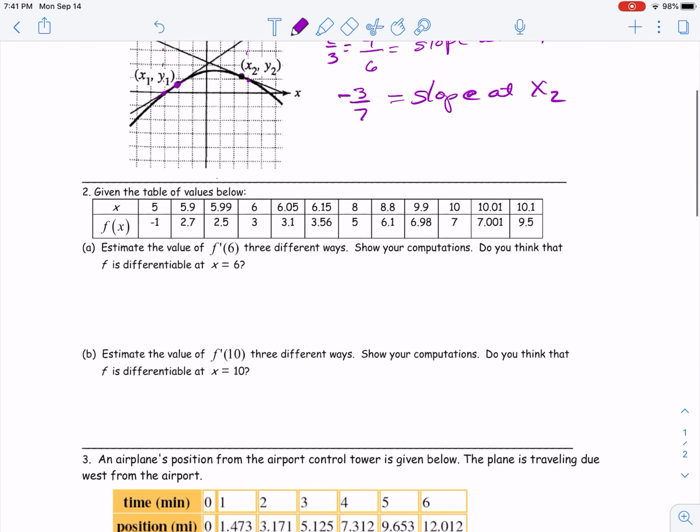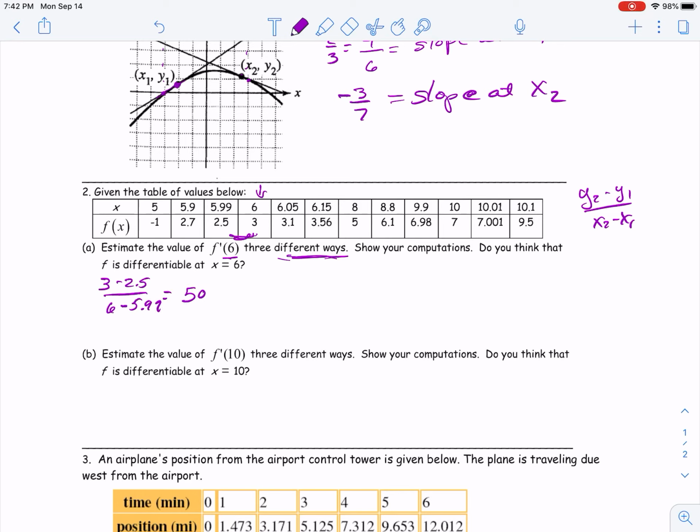All right, using a table. They want you to estimate the value of f prime at 6 using 3 different ways. Well, remember, to find slope, you need 2 points. You have y2 minus y1 over x2 minus x1. So the first time I'm going to do it, I'm going to use these 2 points. I do 3 minus 2.5 over 6 minus 5.99, and that's obviously 50.